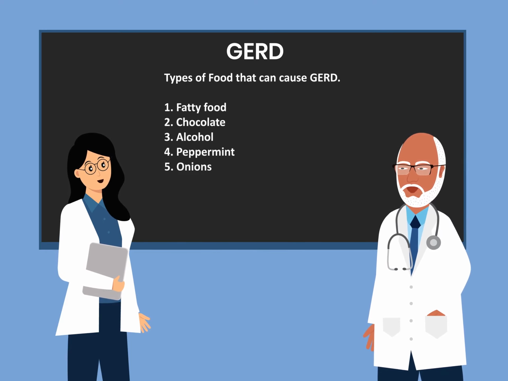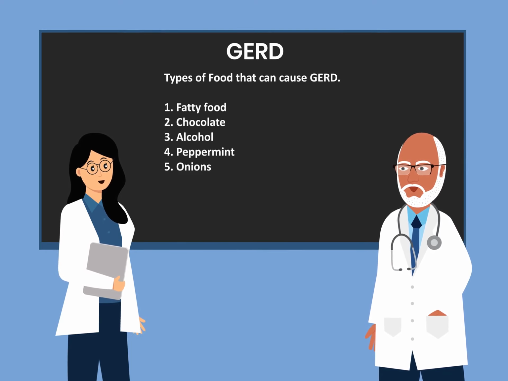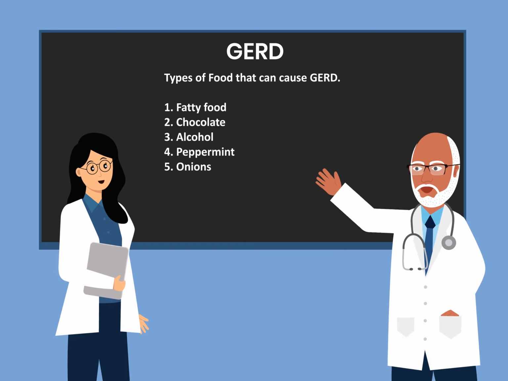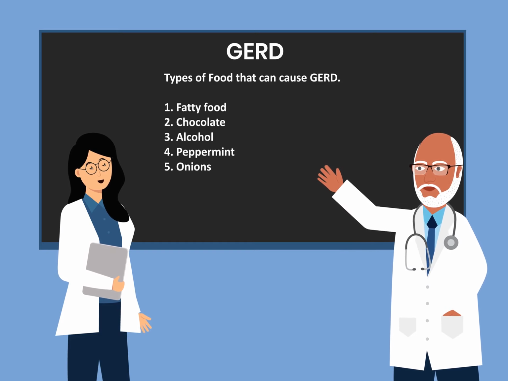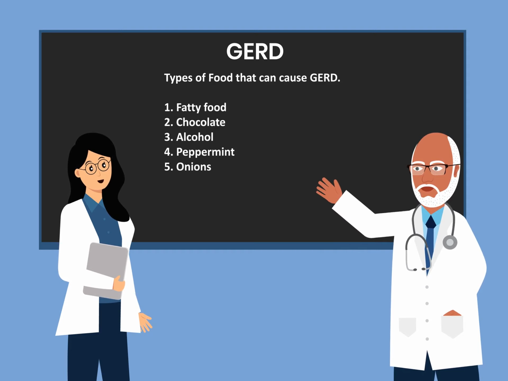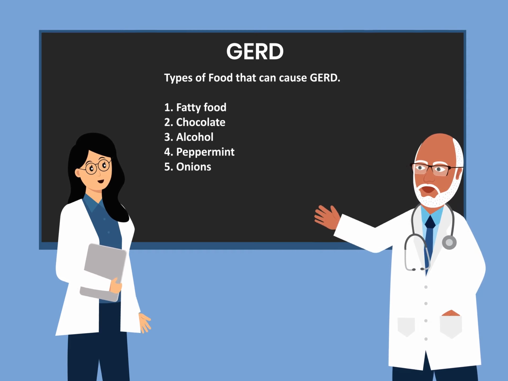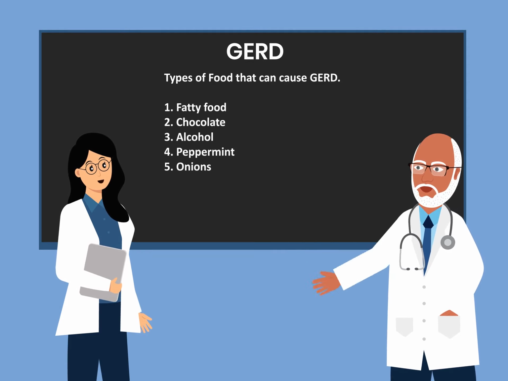Let's talk about the types of food that can cause GERD. First, we have fatty food, then chocolate, alcohol, peppermint, and onions.